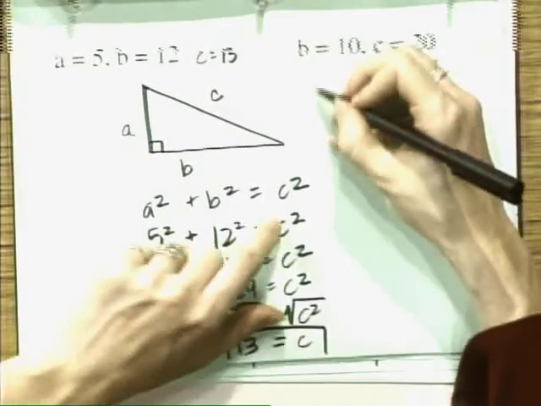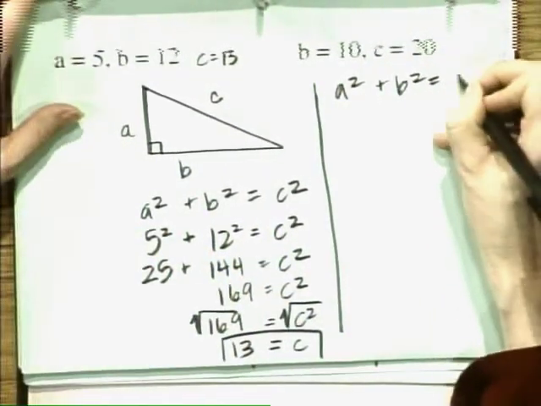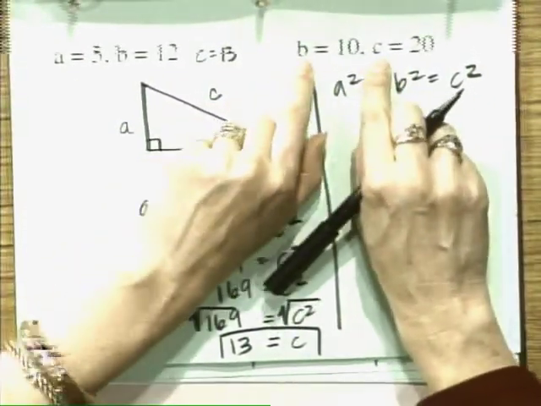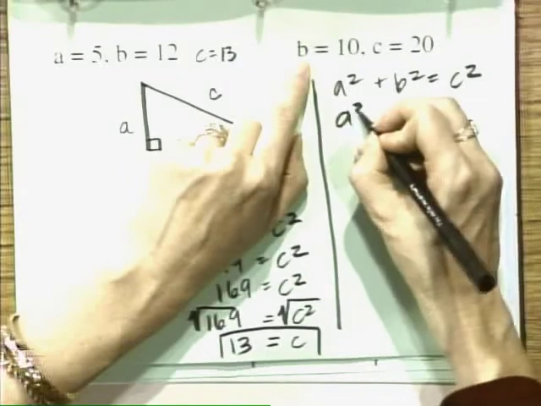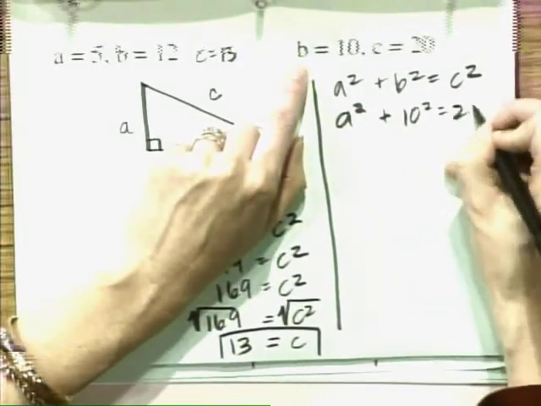Let's go ahead and do the same thing over here. A squared plus b squared. Always write your formula out first, then you can plug things in. Now be careful. Don't start just plugging in. You have a b. You don't even have an a. So don't plug in anything for a. A squared plus 10 squared equals 20 squared.